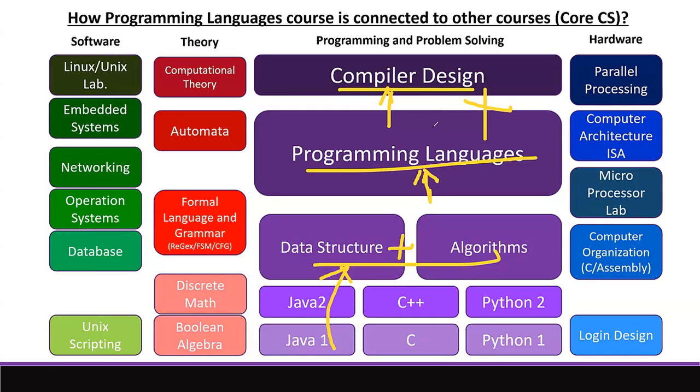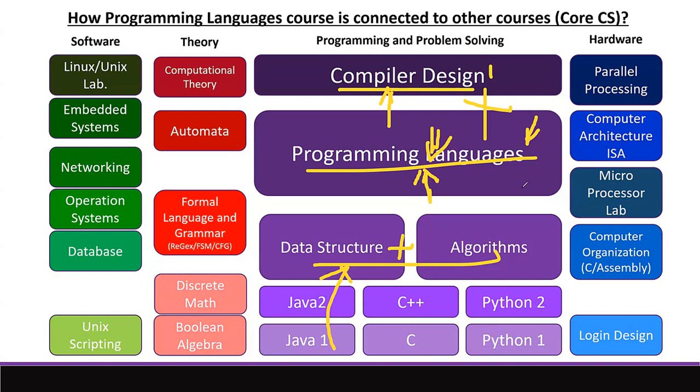I suggest that you take programming language first and then compiler design. Programming language is usually a required course in the computer science curriculum. So some students may wonder why I need to take this course.